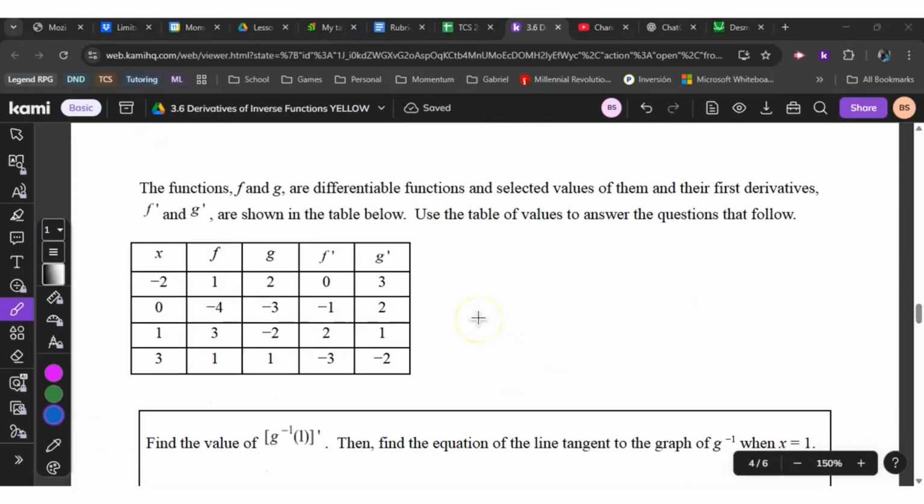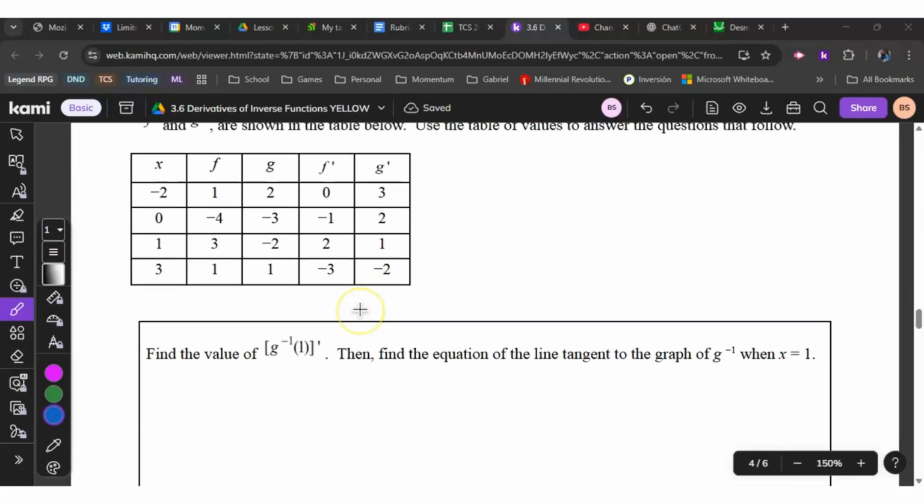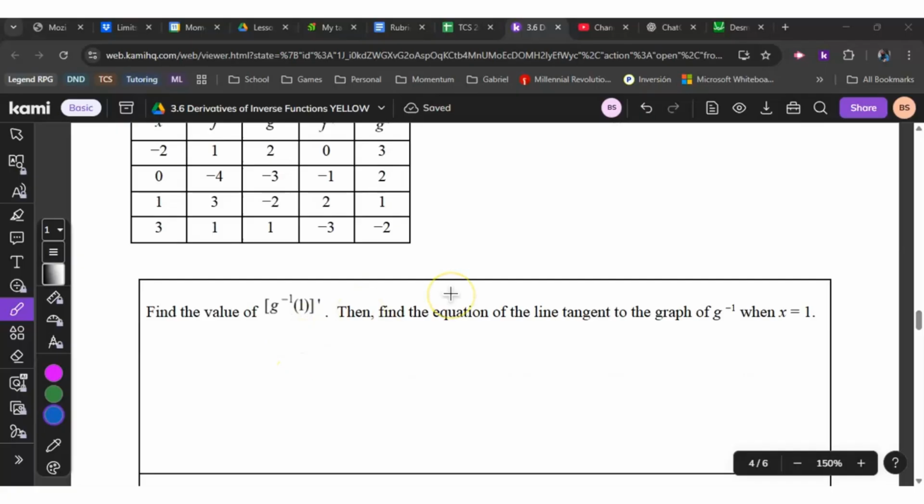All right, so we've got another table question because we love them, or at least I do, because they make me know if I know what I think I know. So x, f, g, f prime, and g prime. We got a table with a bunch of answers, and then we're going to find g inverse of 1 prime.